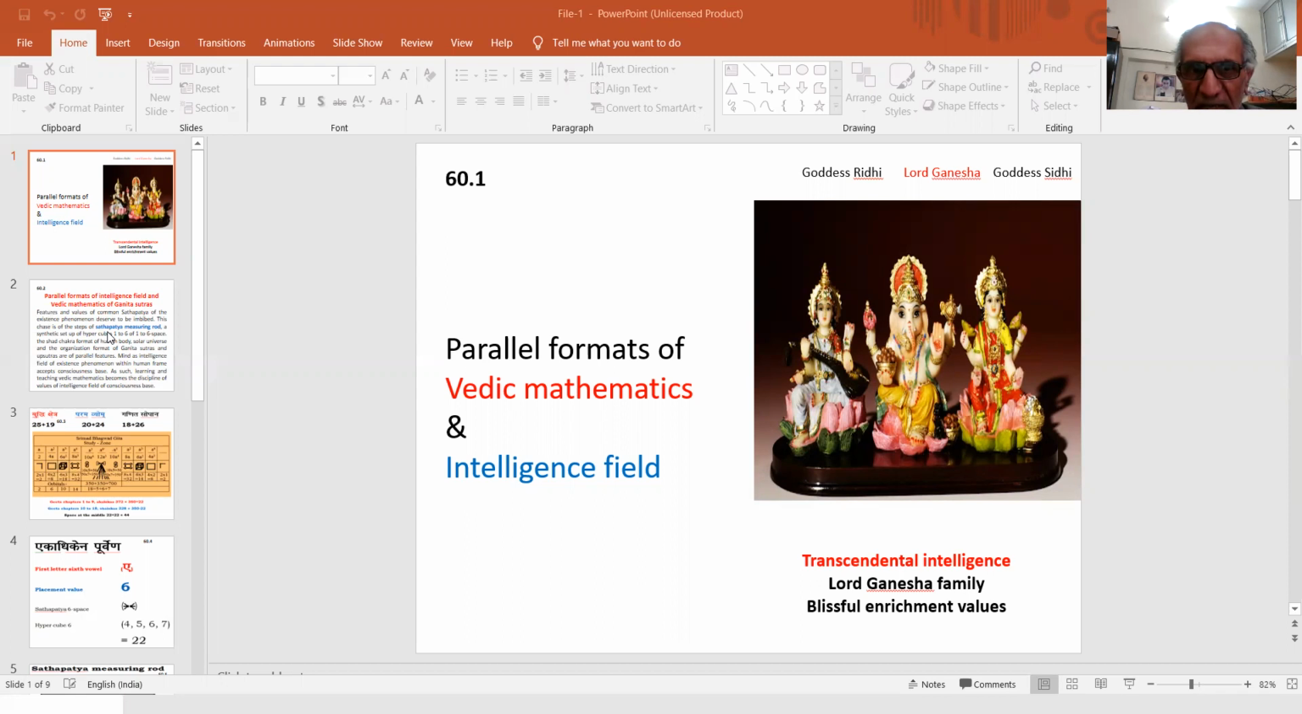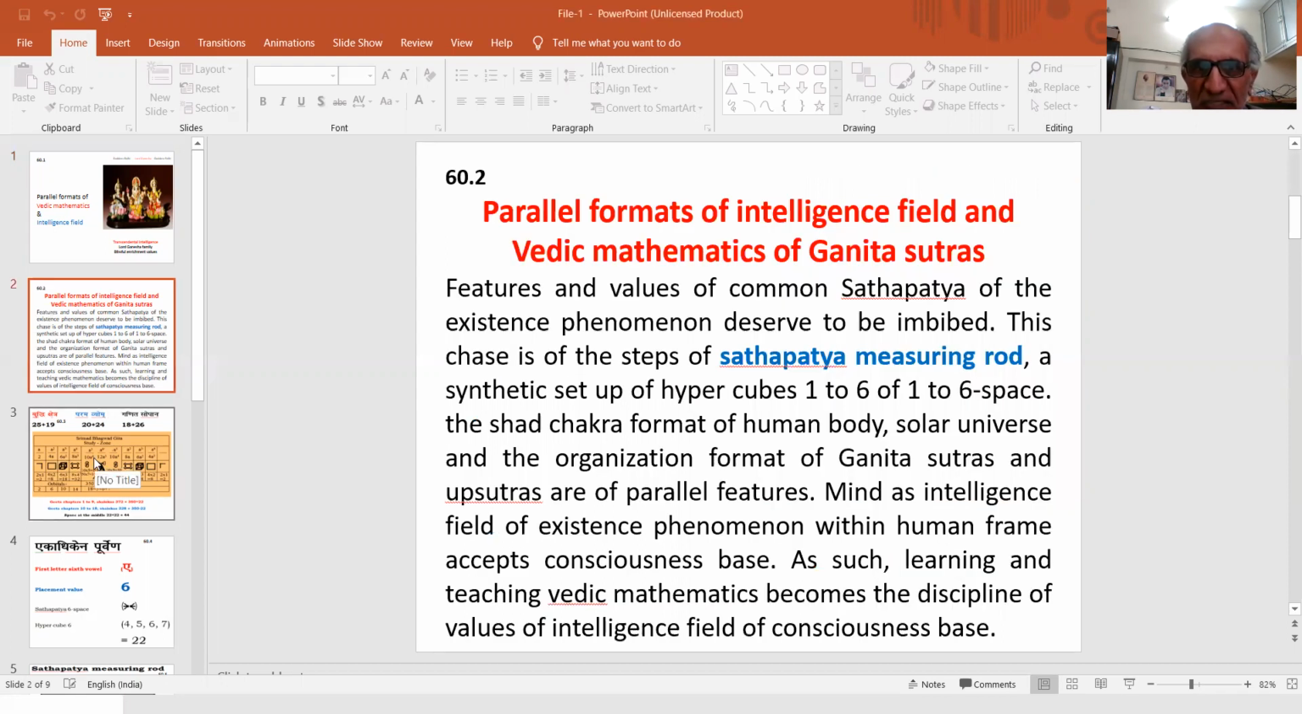For it, we have to concentrate upon the parallel format features of Vedic mathematics and intelligence field. The features and values of common Sathapatya of existence phenomenon deserve to be imbibed. This chase is of the steps of Sathapatya miring rod, a synthetic setup of hypercubes 1 to 6 of 1 to 6 space, the shad chakra format of human body, the solar universe miring rod, and the organization format of Ganita sutras and upsutras, which are of parallel features.